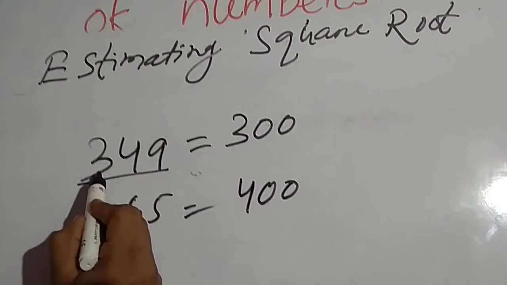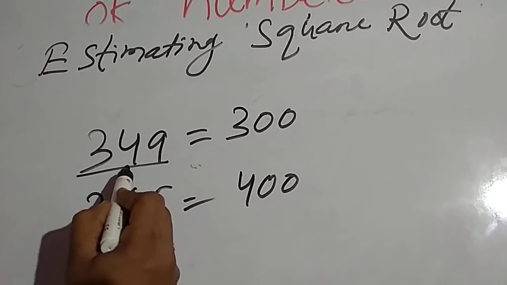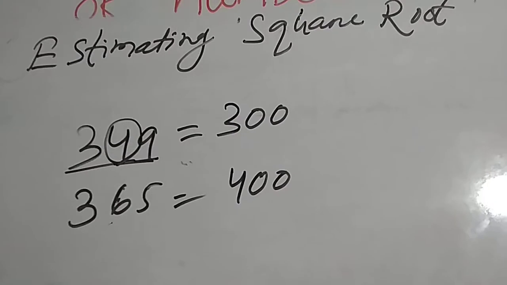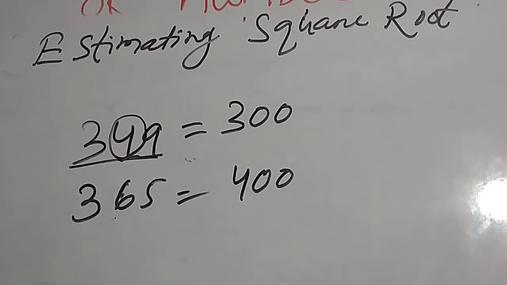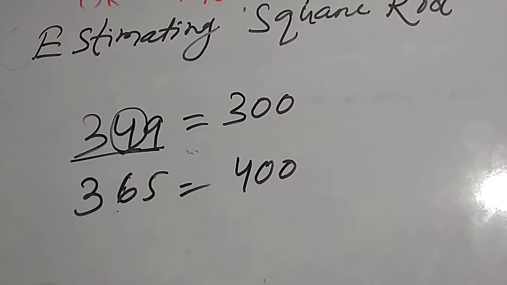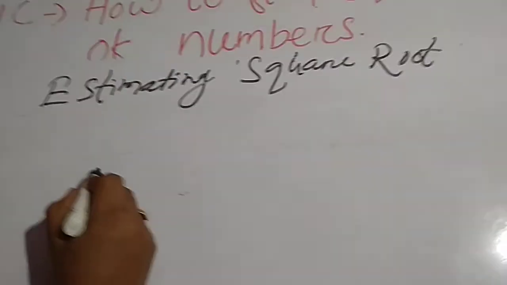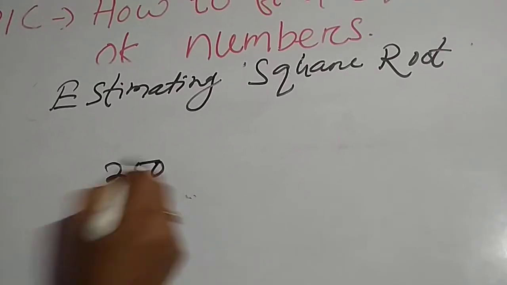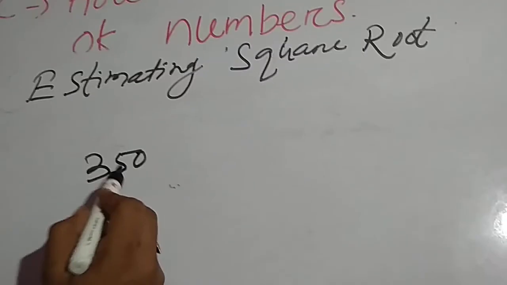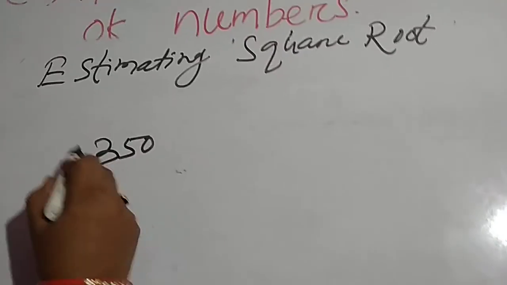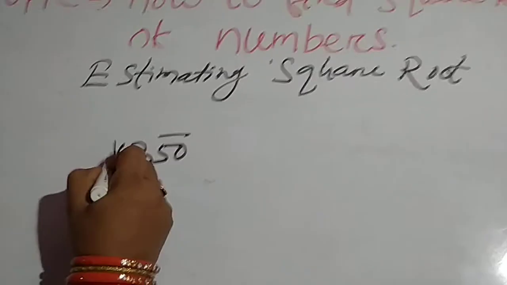Means 349, the 10 place is 4, which is less than 5. When we estimate to the nearest 100, we see the 10 place. Okay. So like that in estimating square root, suppose we find the square root of the number 350. This is not a perfect square number. Okay. So first we put the bars.